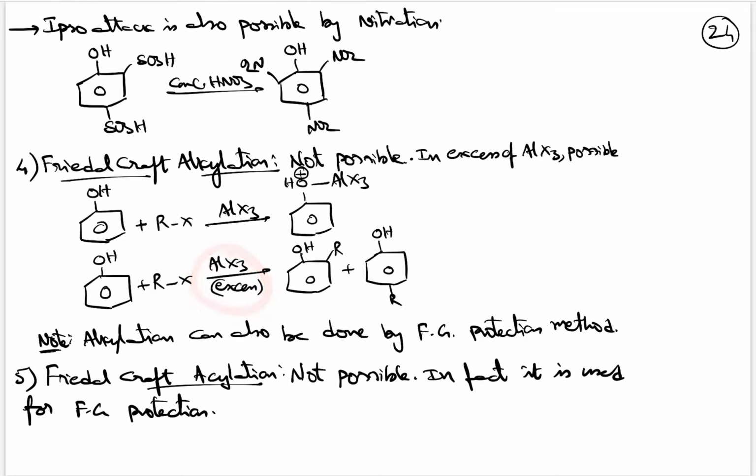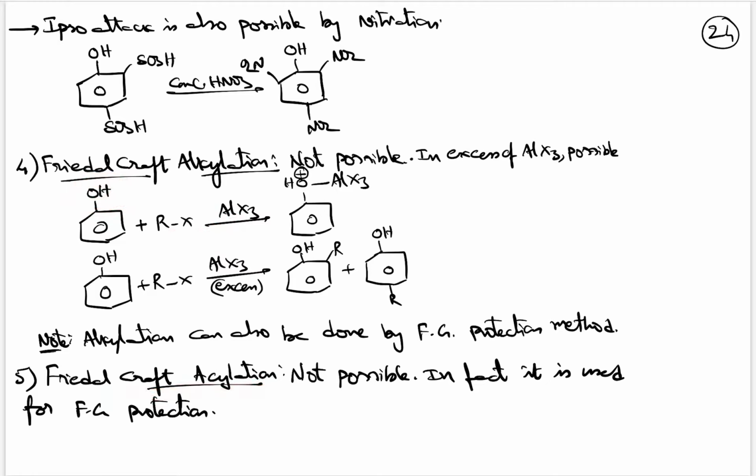But if you take AlCl3 in excess, some amount of it will react with phenolic OH, and the leftover amount will split RX into R+ and X-, and such R+ formed can attack at ortho and para positions to give a mixture of products. Alkylation can also be done by the functional group protection method. If the OH group is the problem here, OH can be temporarily converted into an ester by acylation reaction. And after the desired reaction is done, the ester present can be hydrolyzed back into phenol.